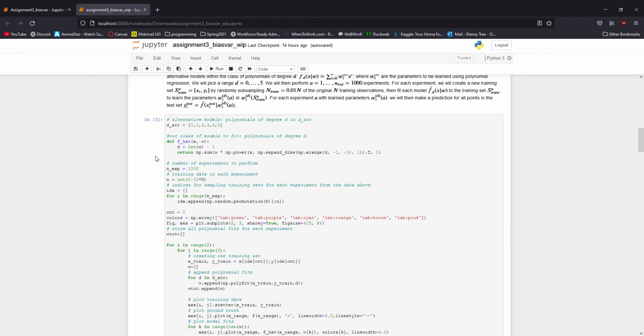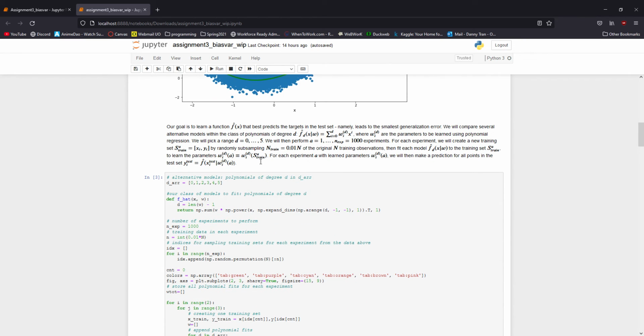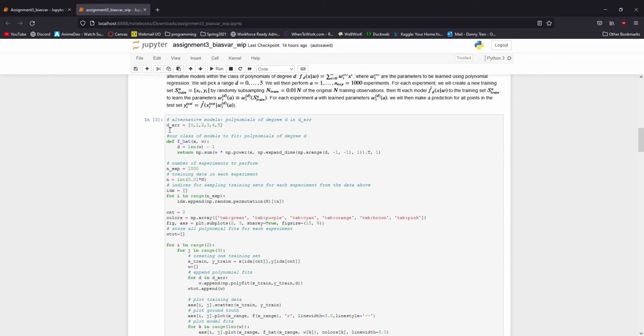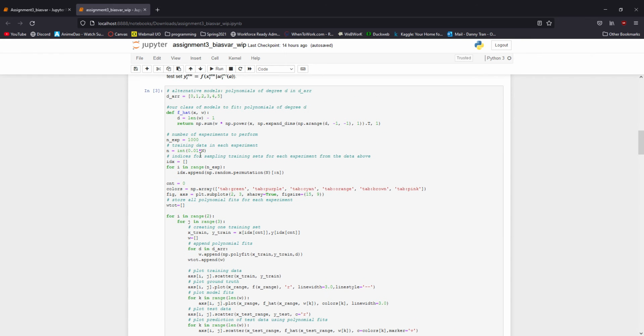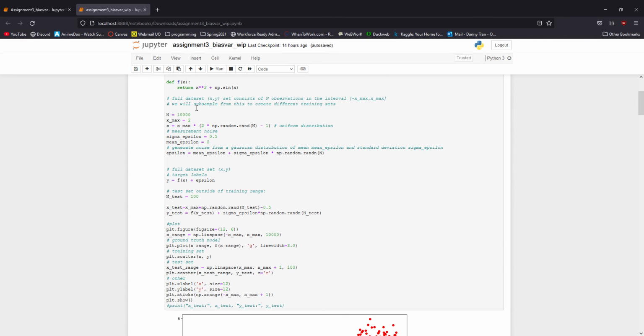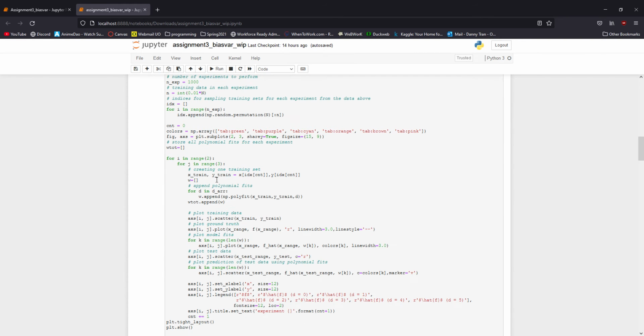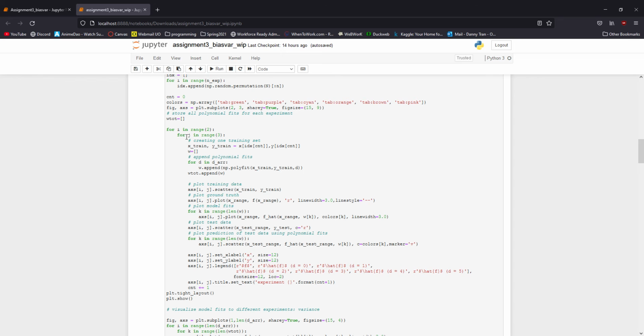Next, we want to learn which polynomial will best describe our function. And so we have degree polynomial 0 to 5 here, and we have 1,000 experiments, and we're picking 1% of the 10,000 training observations that we had up here. And this is all the code to train it and plot it.